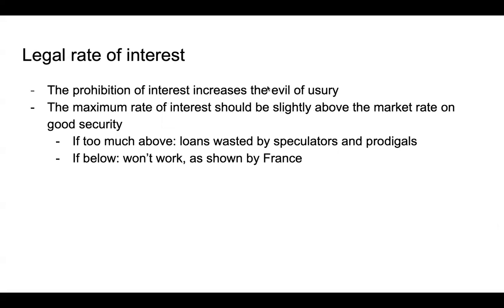And some comment on the legal rate of interest. The prohibition of interest increases the evil of usury. Why is that? Think about it: the debtors need to compensate the creditors not just at the normal interest rate, but also for the risk of breaking the law by accepting the interest. So the prohibition of interest will actually push interest higher than its natural rate.